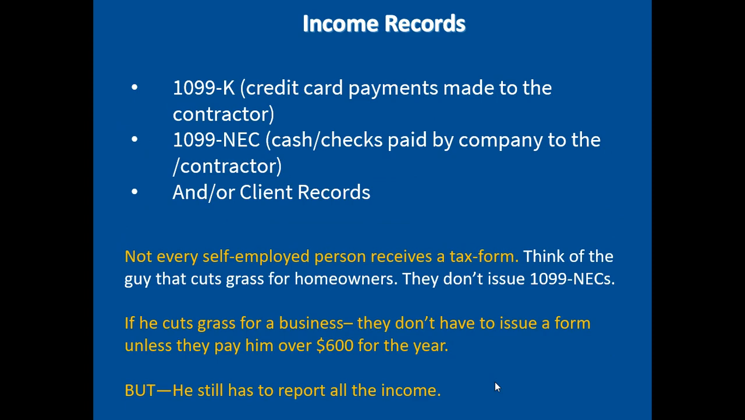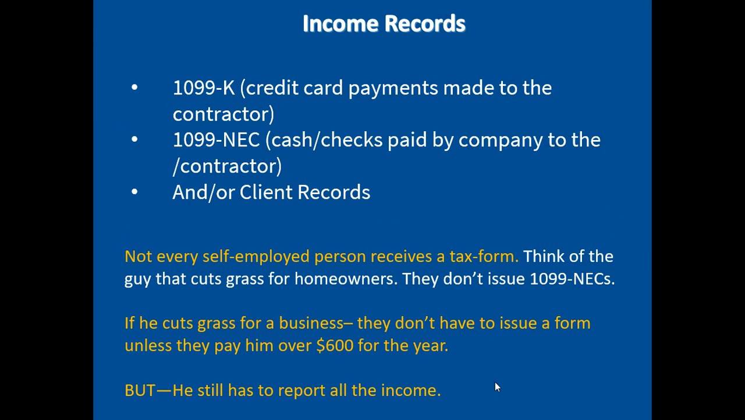The two types of tax forms for self-employed people are the 1099-K, which is a third-party processing document that shows how many transactions this credit card company processed and how much money they processed for them, and the 1099-NEC, which stands for non-employee compensation, and this will show all the cash and checks that a company paid to a contractor.